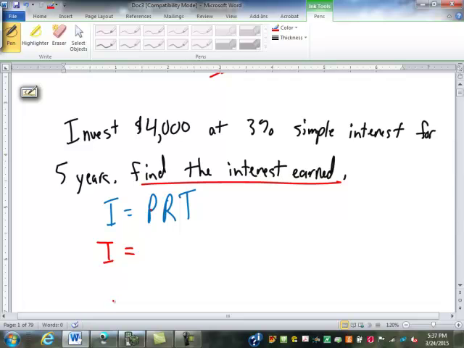Do we know P? Yes, we do. It is the $4,000. That is what we're starting out with. Do we know R? Yeah, we better, because we don't know I. We can only have one unknown, right? So we got to know everything else. R is the 3%, but we're going to write it as 0.03, the decimal form of 3%. And our time? 5 years. So right, that is 5. Which ends up giving us, what, $600 is the amount of our interest.